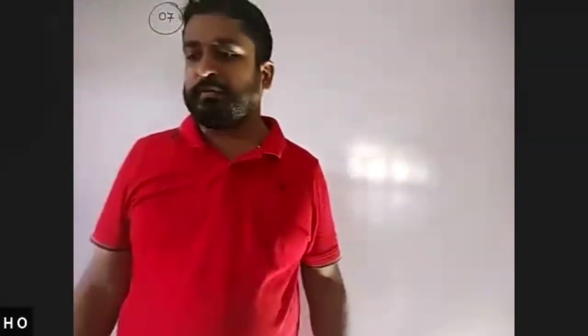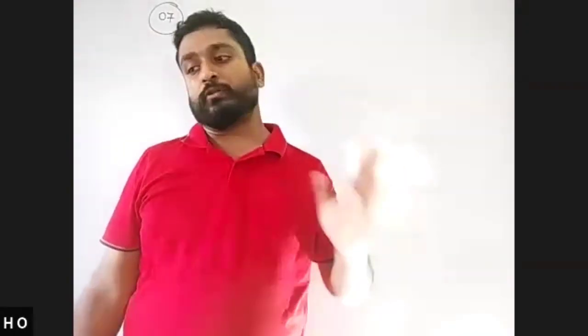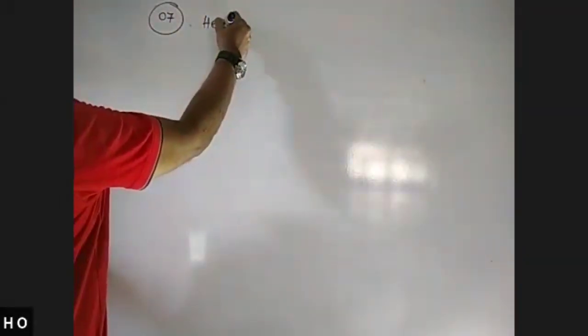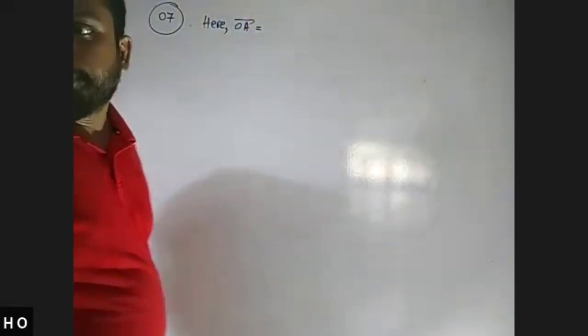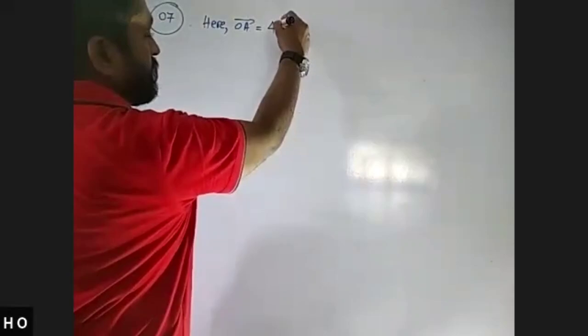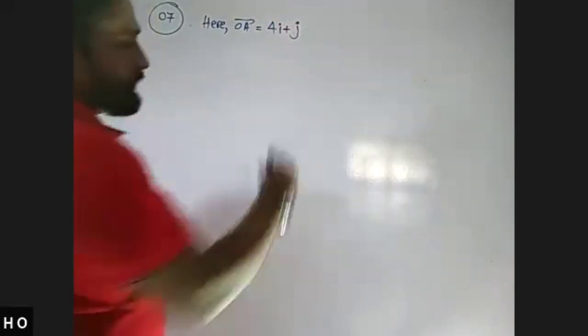In the usual notation, let 4i plus j, lambda i plus mu j, and i plus 5j be the position vectors of the three points A, B, and C. You have to know that the position vectors are with reference to O. So the position vector of A is OA, B is OB, C is OC, likewise. You have to introduce their data in this way. Here, OA equals 4i plus j.